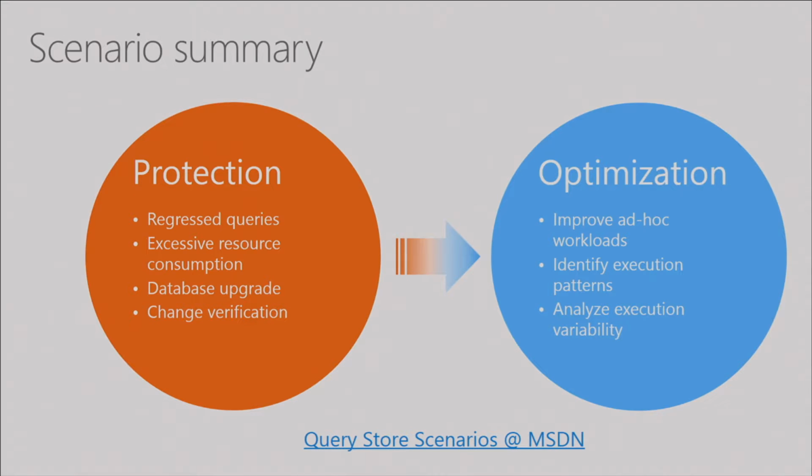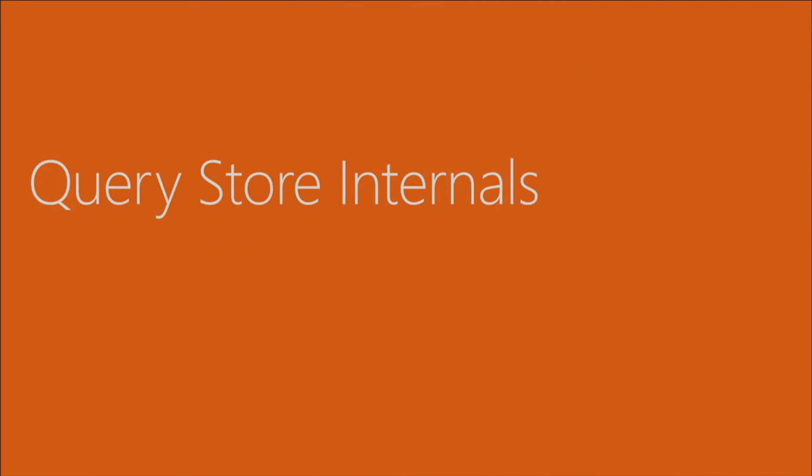You can use Query Store to understand the different execution patterns, like what are the queries that are being executed every day regularly versus those that are executed only during the weekends and only by the end of the month and stuff like that. So you can optimize your workload at a high level. And finally, you can analyze the execution variability and try to address it with application changes. The majority of these scenarios are well described at MSDN. You can go and take a look.